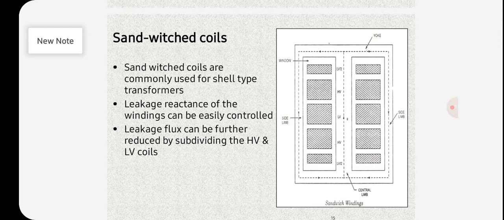As compared to concentric winding, they have several drawbacks, such as more labor consuming in manufacturing, less stable in respect of short circuit, and more difficult to insulate from each other and from the yoke.